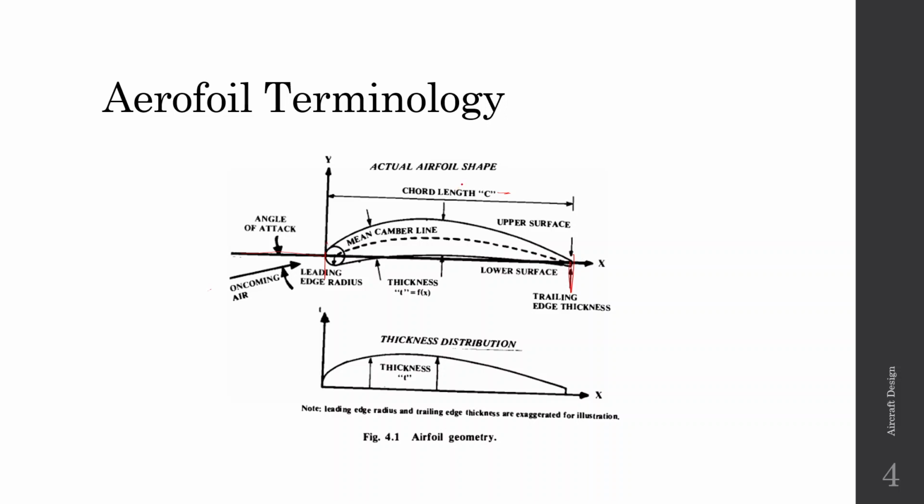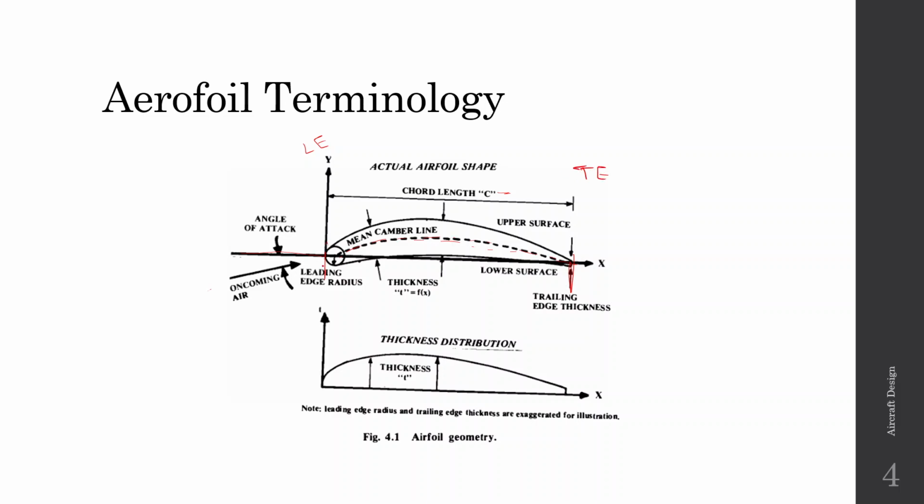Chord length C. You also have a curved line around which the aerofoil is created. There is an upper curved surface and a lower curved surface, and when you take the midpoint of these two curved surfaces, you get the mean camber line. And for most practical aerofoils, this mean camber line is above the chord line. And this is known as the leading edge and this is known as the trailing edge.